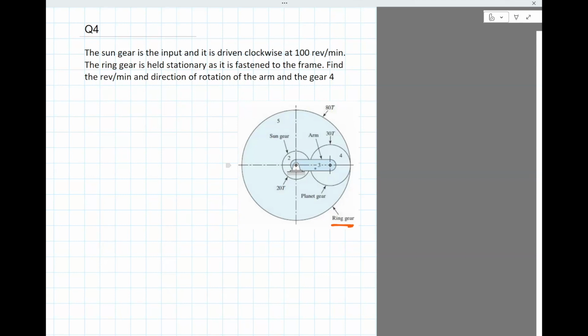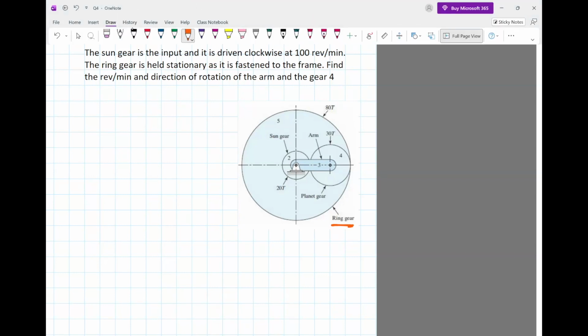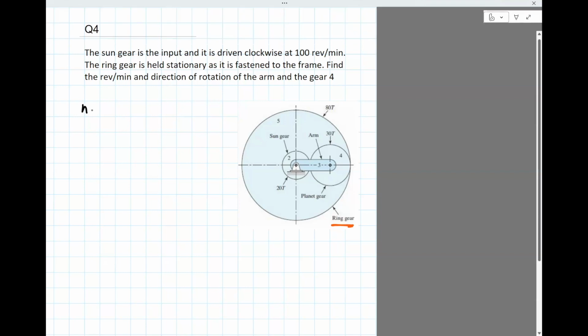So we need to find the speed of the arm. The arm has the number 3, and N4 is the planet gear 4. You can see these numbers: 80T means 80 teeth, 30T means 30 teeth, 20T means 20 teeth. We also need to find the direction of rotation.